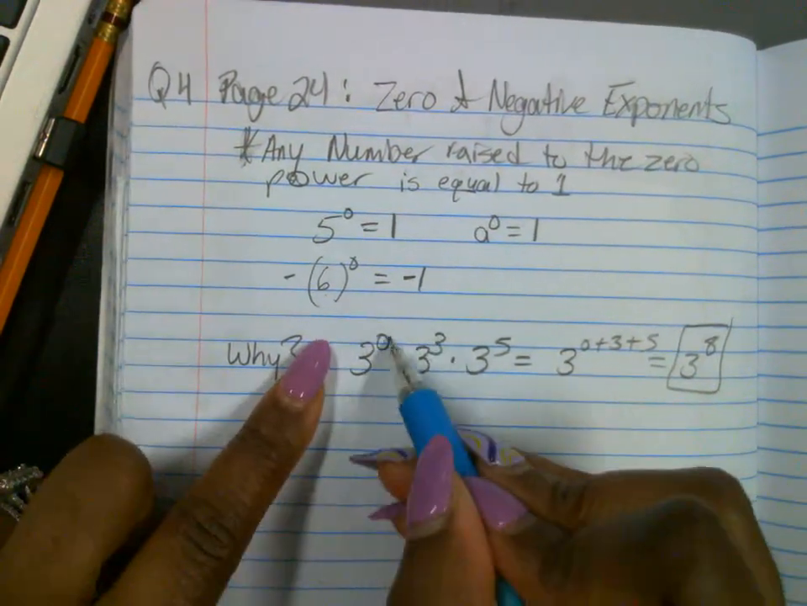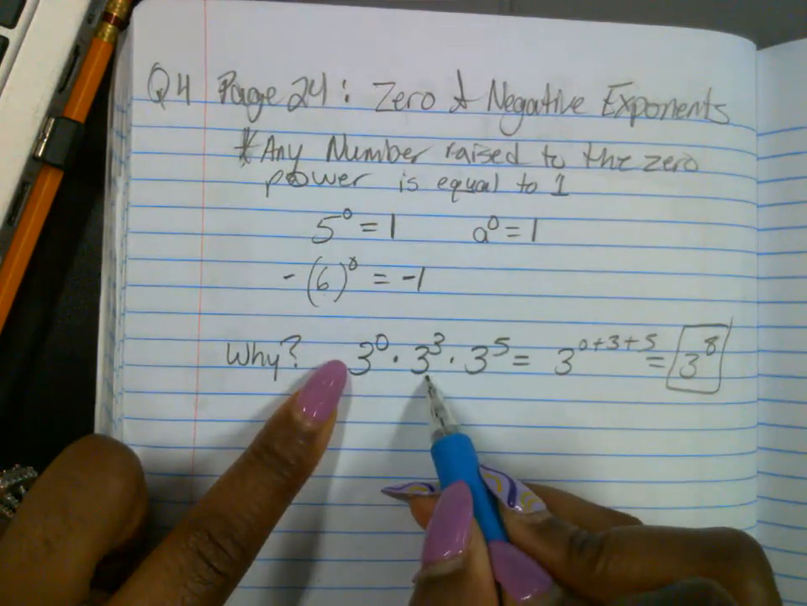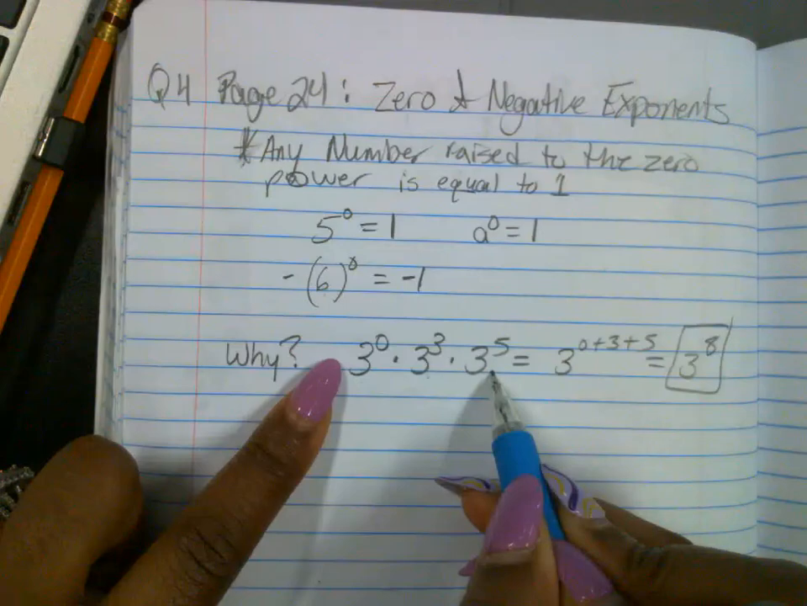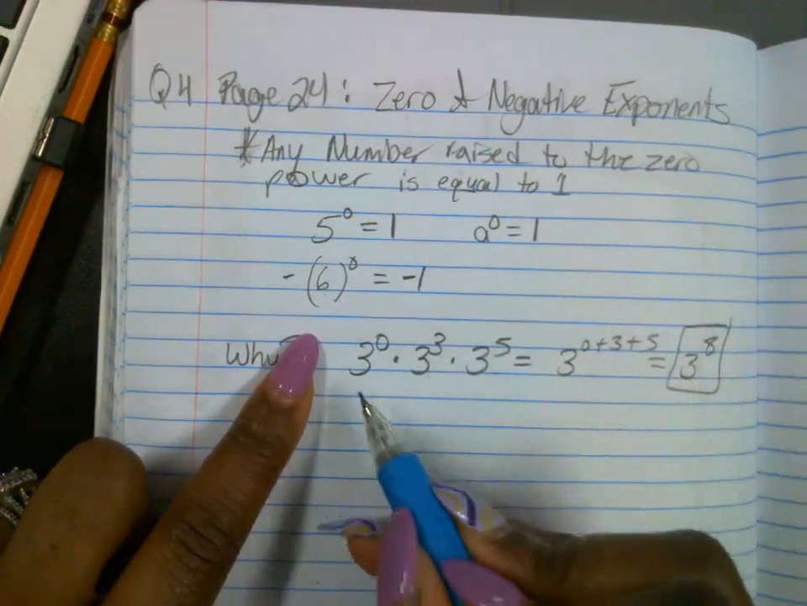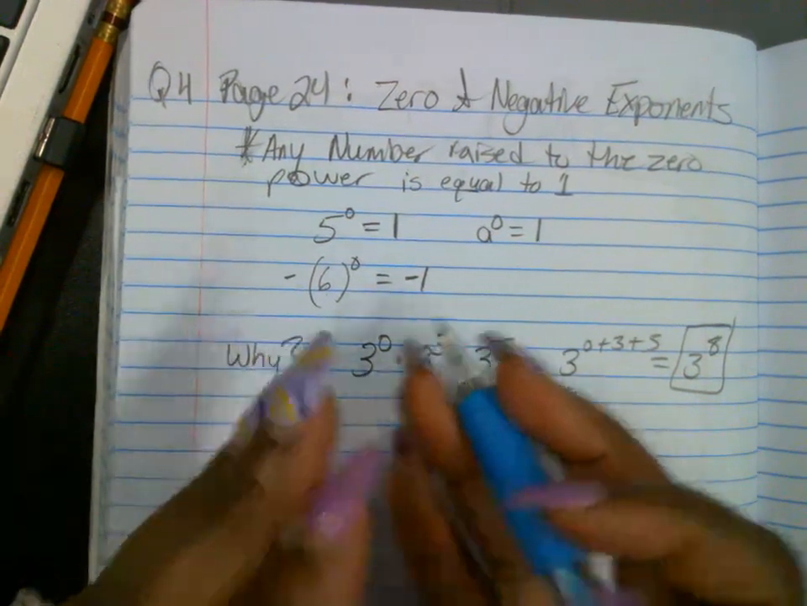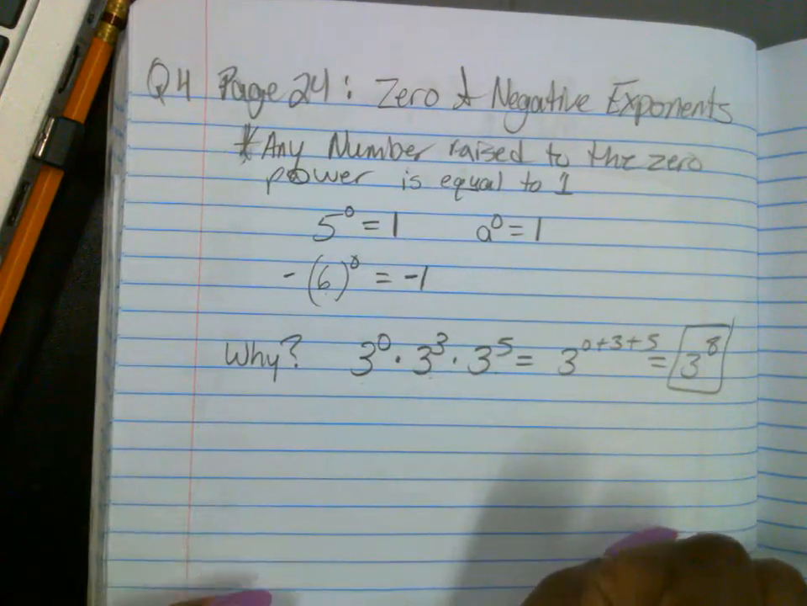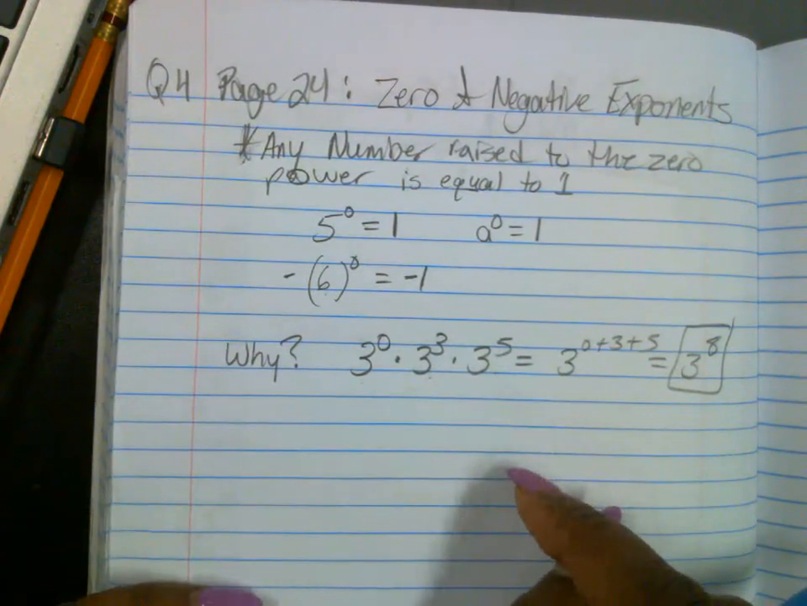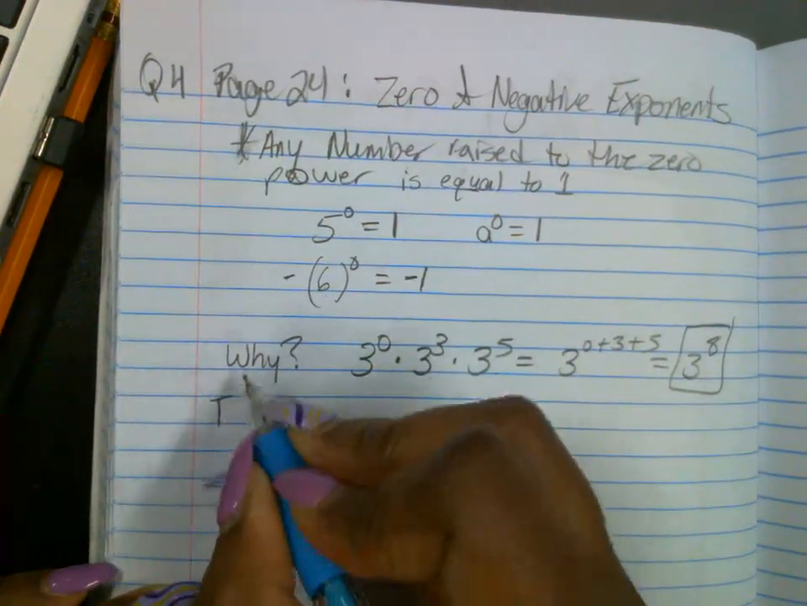However, if you make this 0, then 0 times whatever this is 0, then 0 times whatever this is 0, and your whole answer is going to be 0. So you cannot make 3 to the 0 power 0. You have to make it 1 so it doesn't change or affect everything else. Questions, comments, or concerns? Try this on your own. Try these.